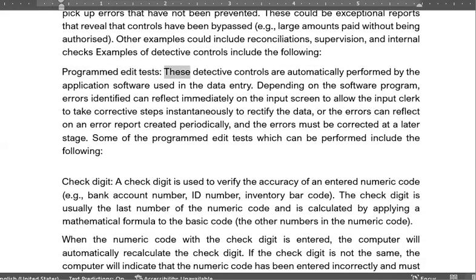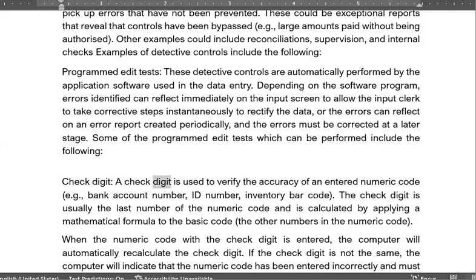Programmed edit tests. These detective controls are automatically performed by the application software used in the data entry. Depending on the software program, errors identified can reflect immediately on the input screen to allow the input clerk to take corrective steps instantaneously to rectify the data, or the errors can reflect on an error report created periodically, and the errors must be corrected at a later stage. Some of the programmed edit tests which can be performed include the following.